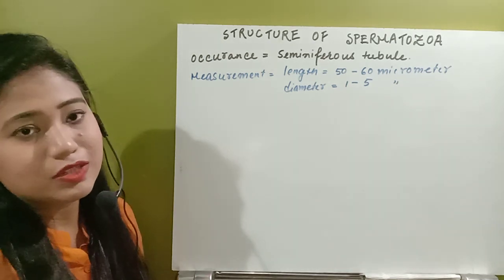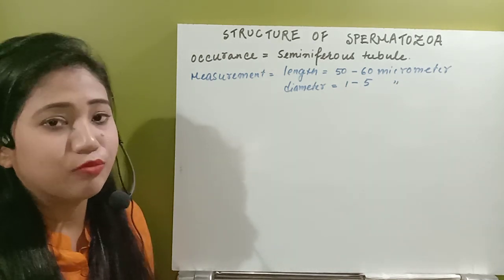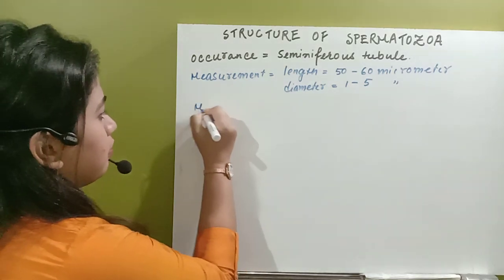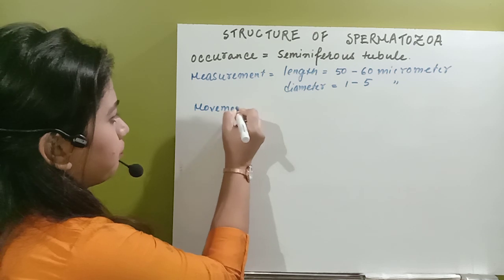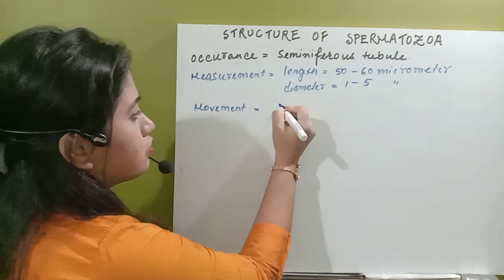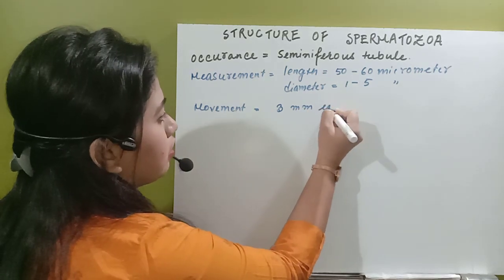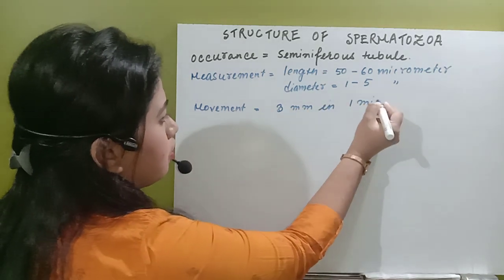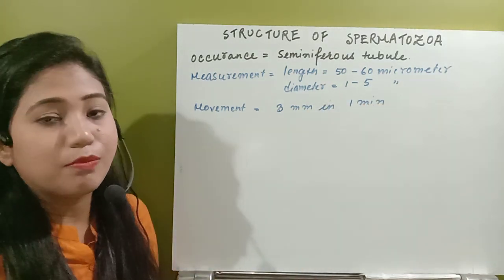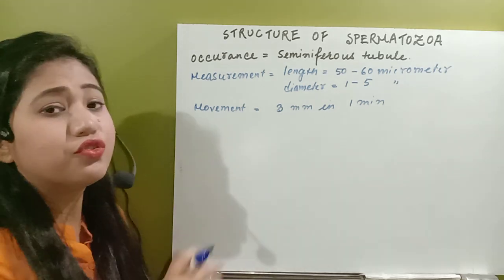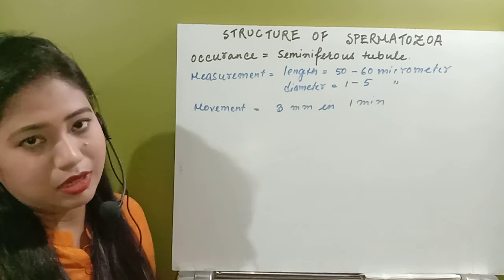So obviously that spermatozoa will also have its movement. Its movement is around 3 millimeter in 1 minute. So inside the female reproductive tract, the spermatozoa can migrate around 3 millimeter in 1 minute.